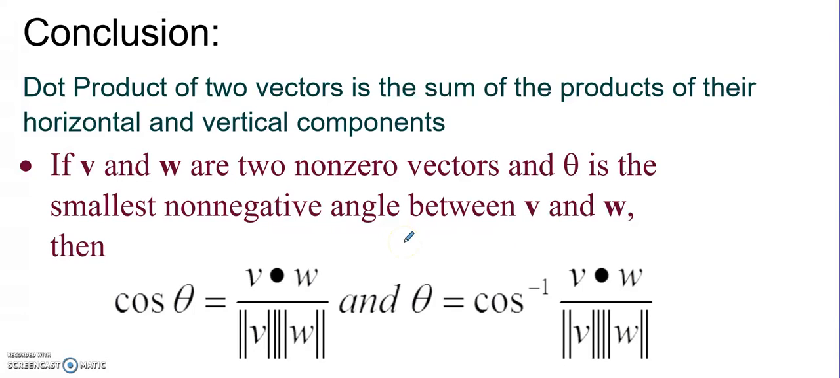But in general, with the dot product, conclusion, make sure you understand how to find the dot product and that it represents a scalar and that it is the product of the horizontal components and the vertical components added together.